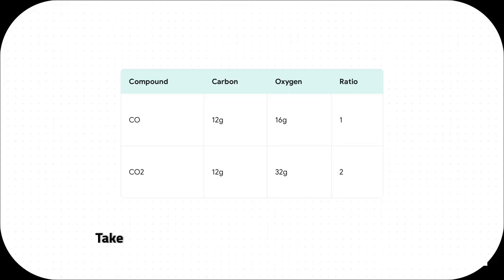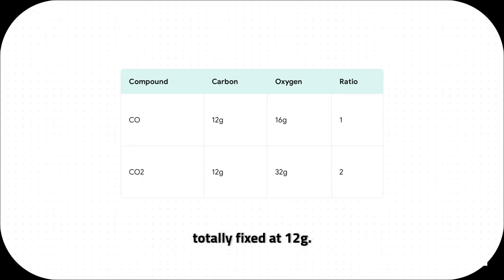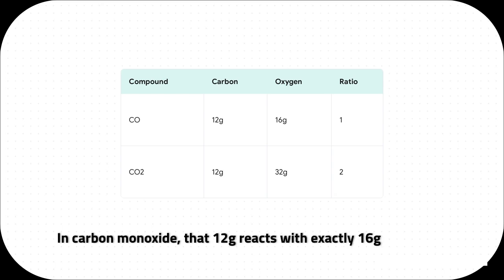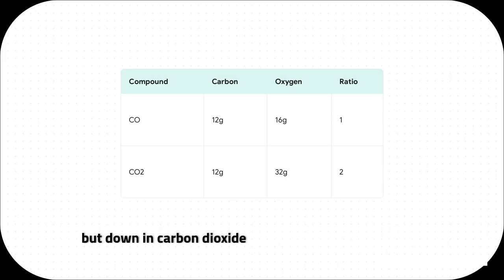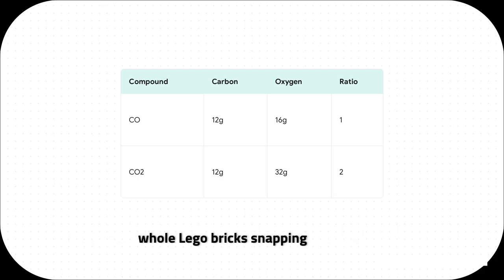Let's make this concrete. Take a look at carbon monoxide and carbon dioxide. Notice how in both of these compounds, we are keeping the mass of carbon totally fixed at 12 grams. In carbon monoxide, that 12 grams reacts with exactly 16 grams of oxygen. But down in carbon dioxide, it reacts with 32 grams of oxygen. Just compare the oxygen numbers, 16 to 32. That simplifies beautifully down to a 1:2 ratio. No messy decimals, no weird fractions, just perfect, intuitive whole Lego bricks snapping together.